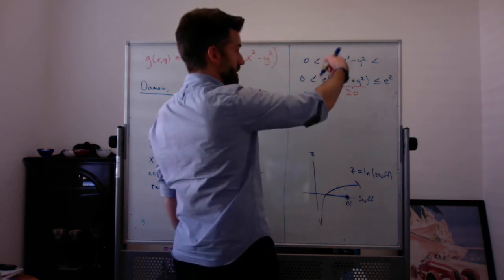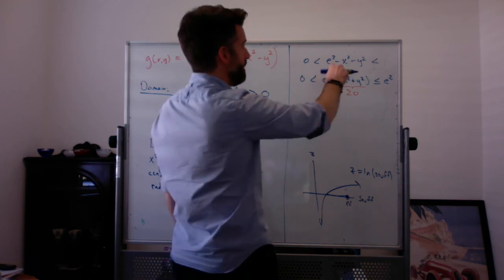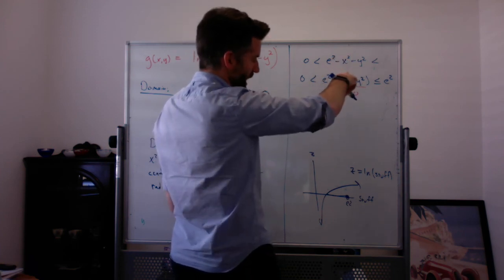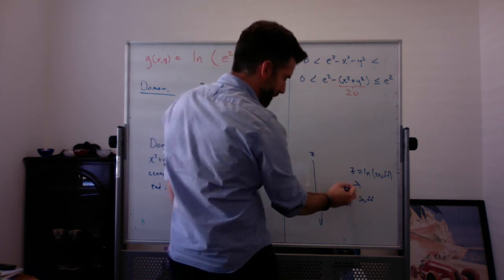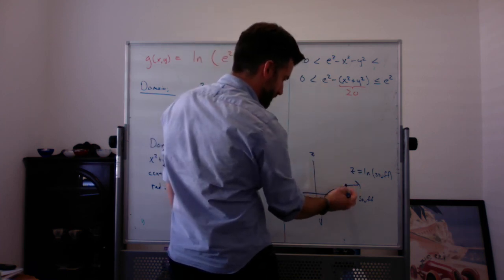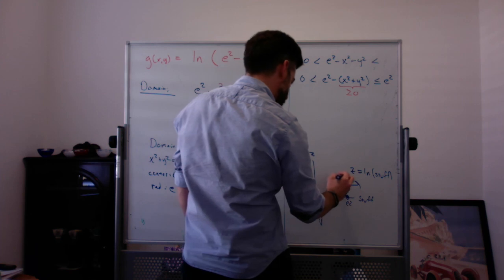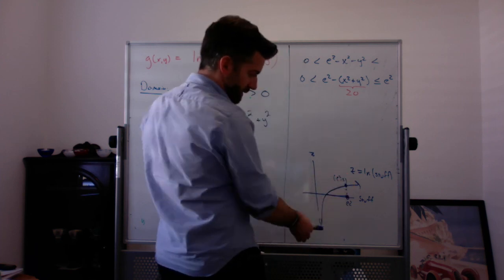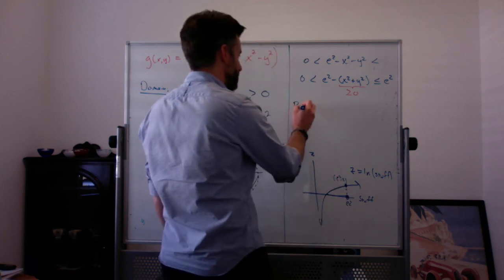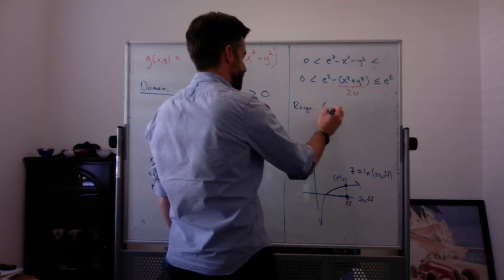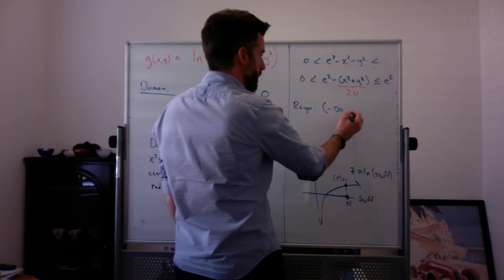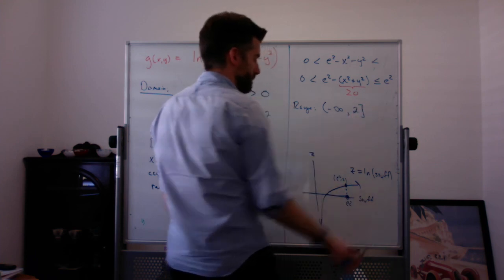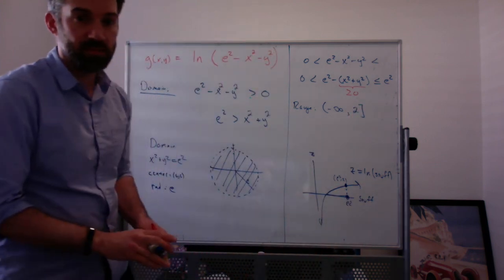There's no way to make this expression larger than e squared. So we get stopped right there, and natural log of e squared is 2. Meaning our values go as low as negative infinity. I mean, we don't actually get to negative infinity. We're unbounded below, and as high as 2, inclusive. And that's it. Hope that helps.